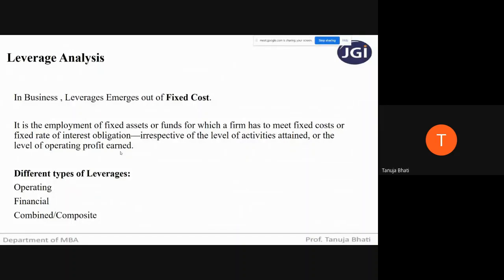You have to pay interest to debenture holders, you have to pay interest to term loans, you have to pay dividend to preference shareholders. So irrespective of the level of activity attained, whether you are making sales or not making sales, whether you're making profit or not making profit, students, you have to make sure that you meet your fixed cost.